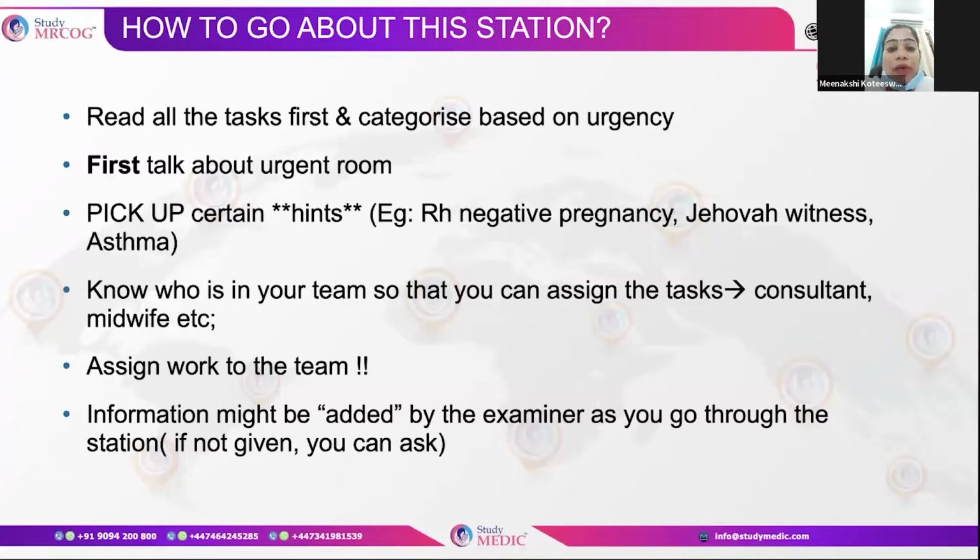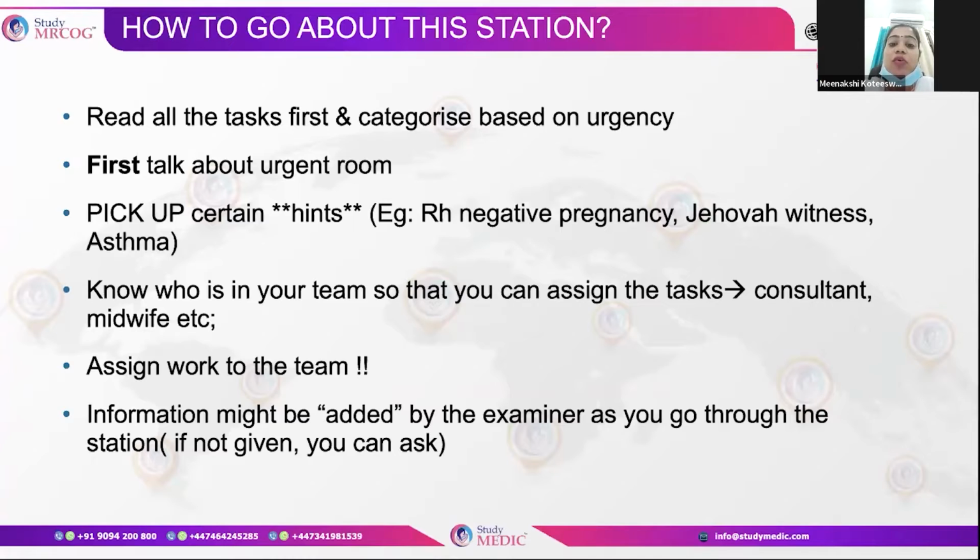So how do you go about labor ward prioritization? It is actually very simple. It appears to be a bit difficult, but it is not actually. Whenever the labor ward is given, you could have either 6 cases, 8 cases, or even up to 10 cases. Make sure that within the given time frame, you read all the tasks first, and we need to categorize the case based on the urgency, like whether the case is urgent, semi-urgent, or routine. We need to have a background idea about it.